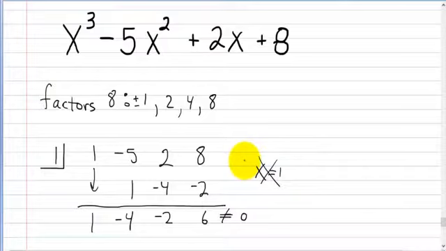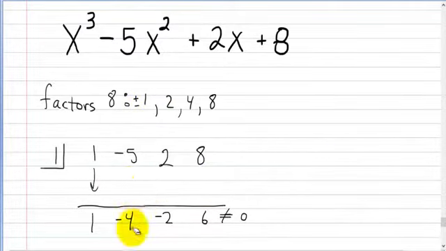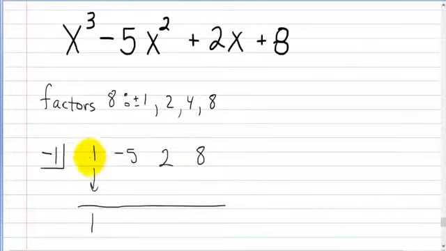So let's try our next value, which is negative 1. Let me just go clean this off. Okay, so now we're going to try negative 1. When we start off, whatever the first value is, you just bring it down. So negative 1 times 1 is negative 1. Negative 5 plus negative 1 is negative 6.